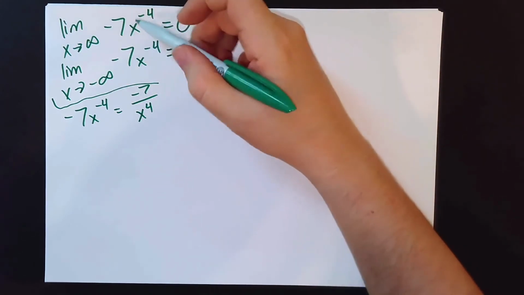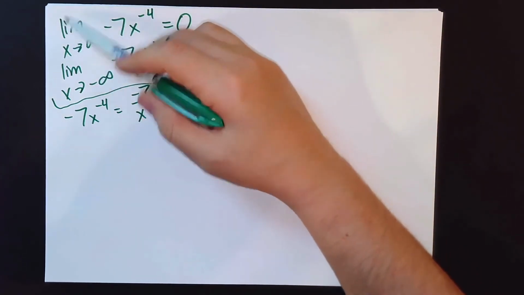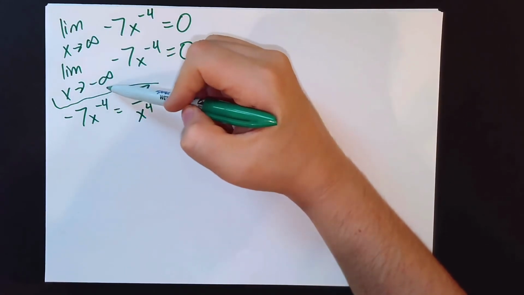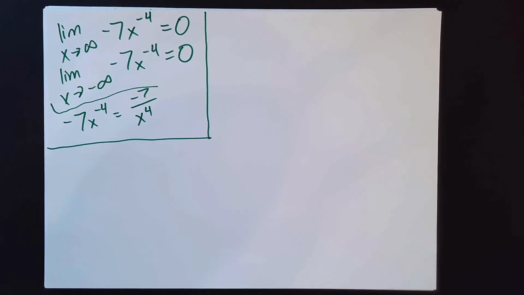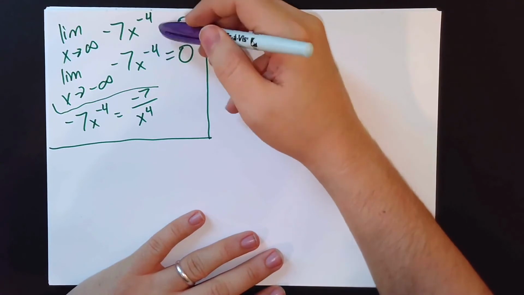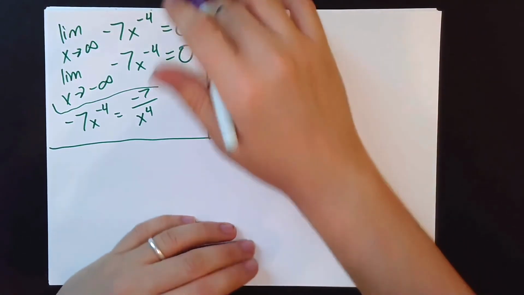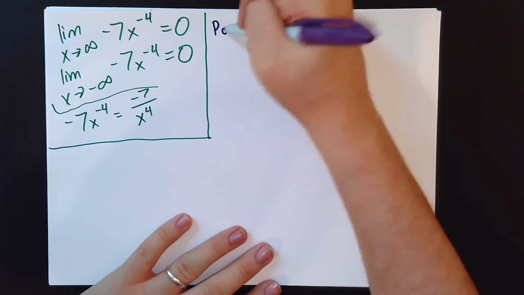In fact, any negative power of x, if you take the limit as x goes to infinity or the limit as x goes to minus infinity, it is just going to give you 0. Okay, so that should tell us how to handle every monomial, whether there's a positive or a negative coefficient up front, and whether there's a positive or a negative exponent. We now know what to do. So what about polynomials?